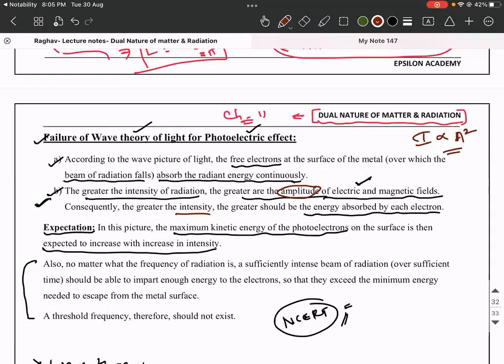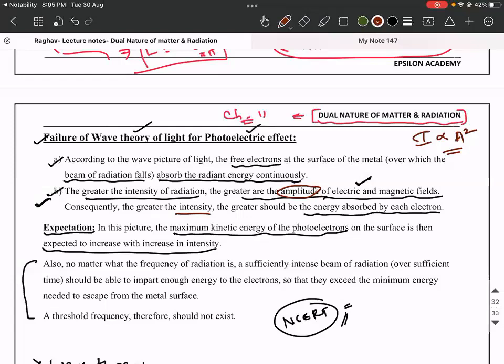According to photoelectric effect theory, the stopping potential and the maximum kinetic energy of photoelectrons are independent of intensity. But had wave theory been applied, you would have had to explain it with respect to amplitude. This didn't work. So what is the expectation? In this picture, the maximum kinetic energy of the photoelectrons from the surface is expected to increase with intensity. But what is happening? Nothing is happening. It is constant.